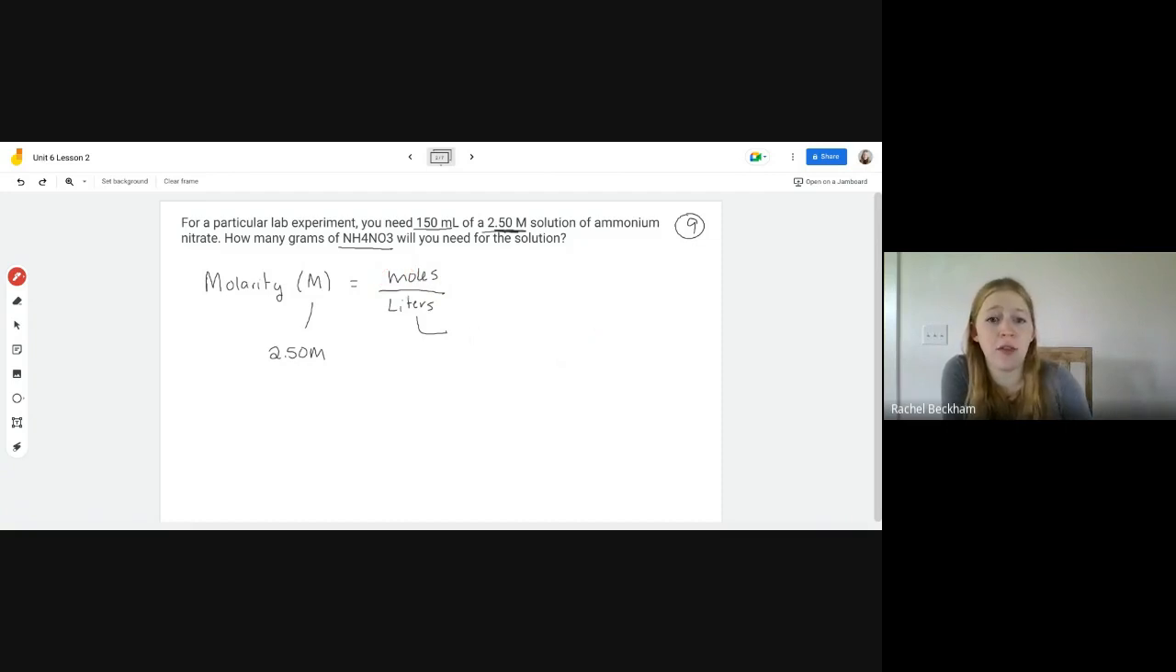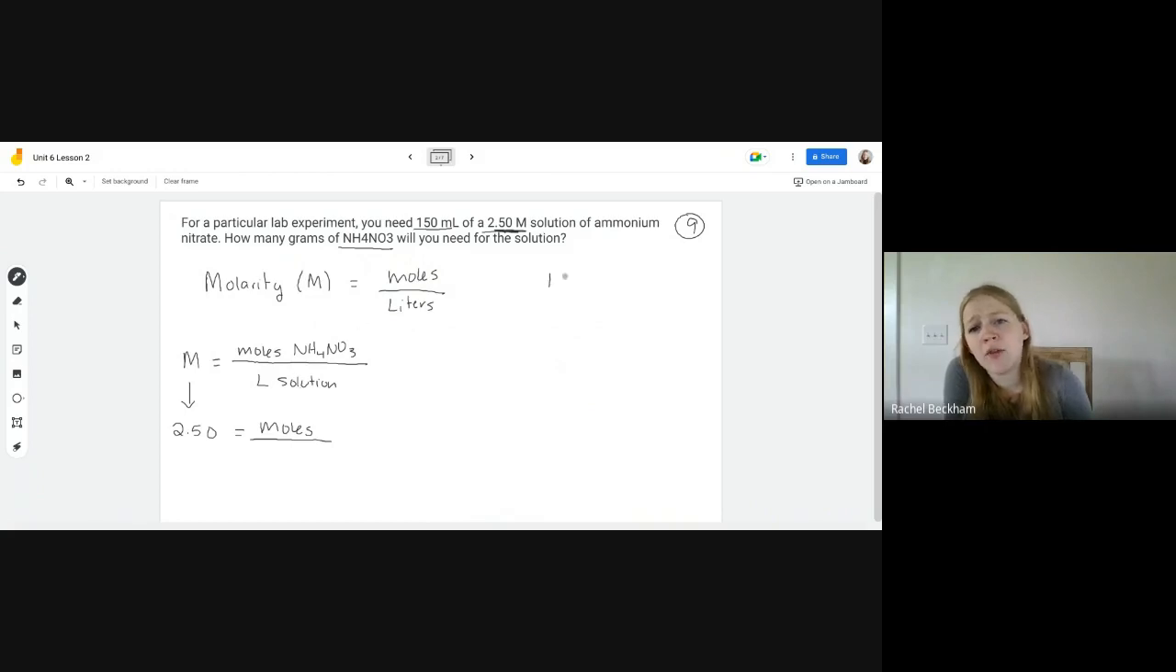Okay, so we're going to plug in everything that we know into this equation. And I'm just going to rewrite it down here. We know that capital M equals moles of solute, or the thing being dissolved, and that is the NH4NO3, divided by liters of solution. I think it's just water in this case. And they told us that our M was 2.50, so I'm going to go ahead and plug that in for my M. Moles, I don't know, so that's kind of like my X, divided by liters of solution.